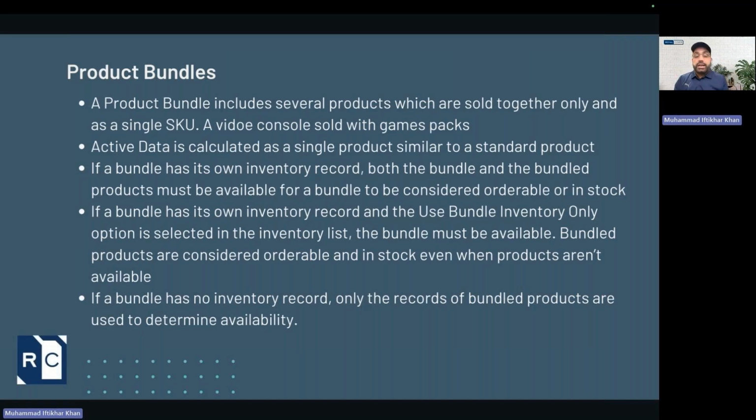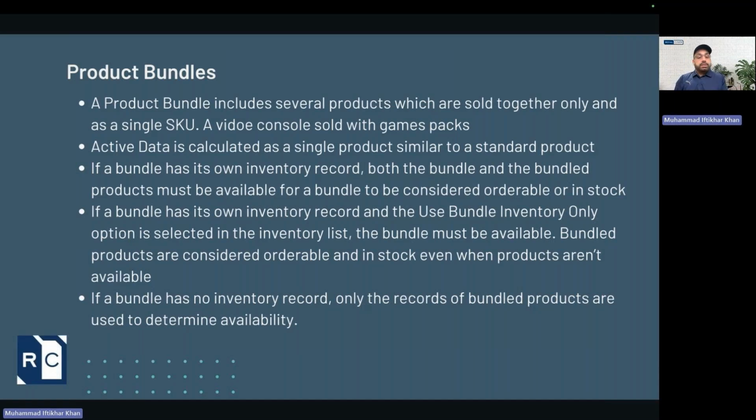If a bundle has its own inventory record, there is a possibility you added a standard product within that bundle, and that standard product has its own inventory record in the inventory list, right? But when you created that bundle, you also added the bundle SKU inventory. So this is the case: if a bundle has its own inventory record, both the bundle and the bundled product, meaning the products within the bundle, must be available for the bundle to be considered orderable or in stock. So this is scenario number one regarding inventory consideration.